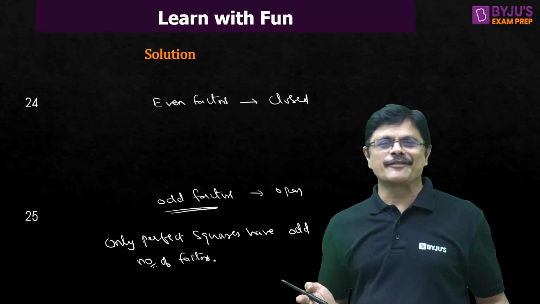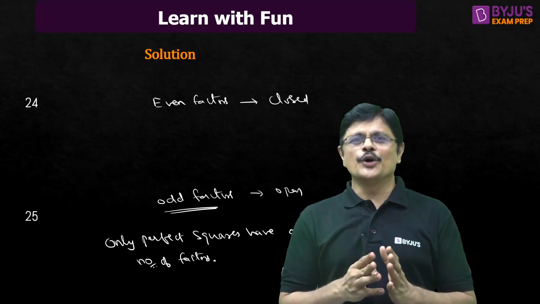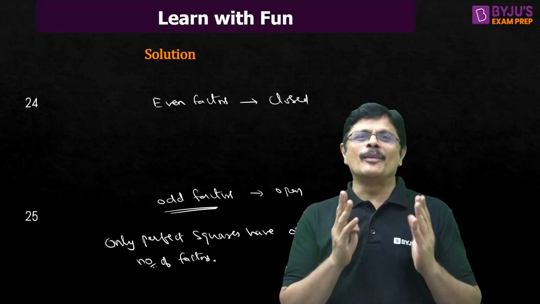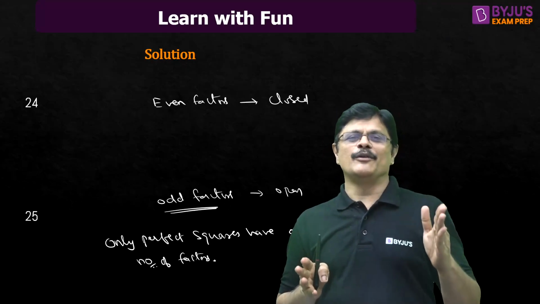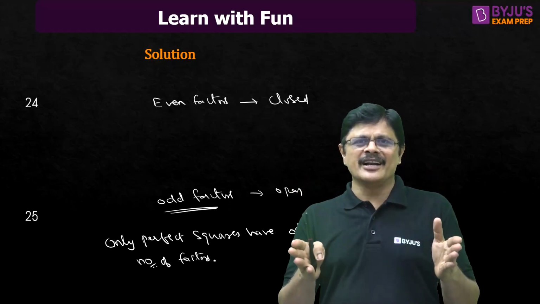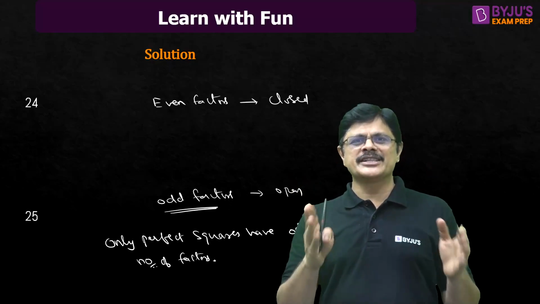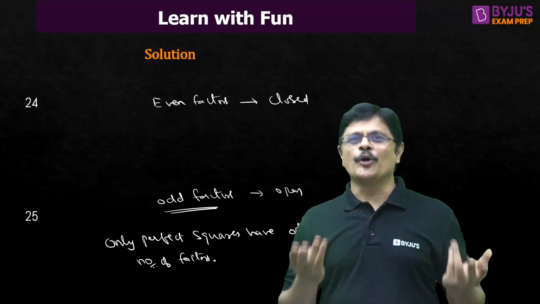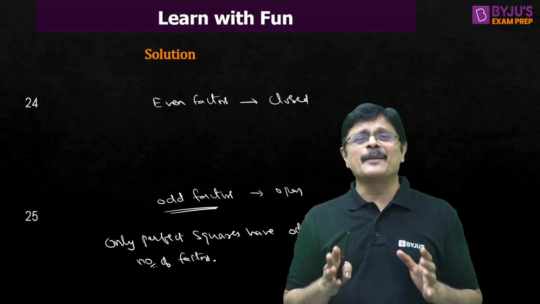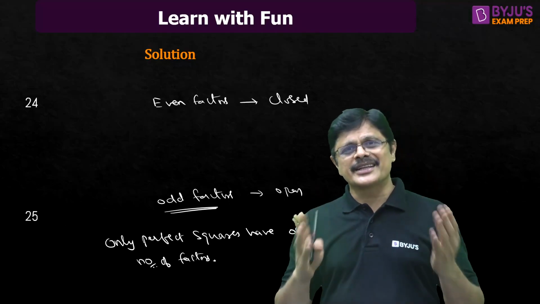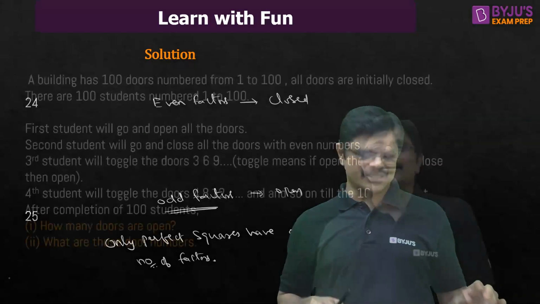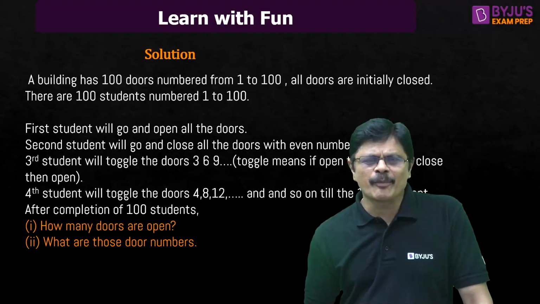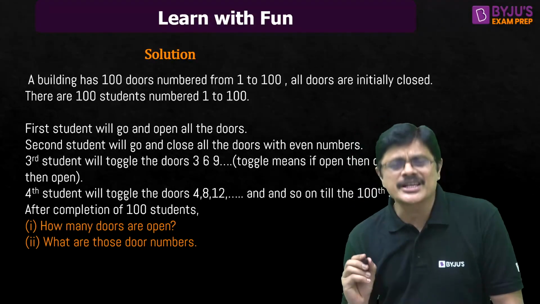And that is the solution for this problem, my dear friends. You just need to identify how many perfect squares there are from 1 to the given number. If it is 100, there are 10 perfect squares. If it is 1 to 1000, count how many perfect squares there are. Those doors will be open. So this problem can be generalized for 1000 or 10,000 doors also. So what is the solution? How many doors are open?